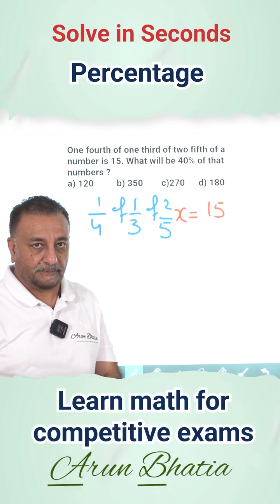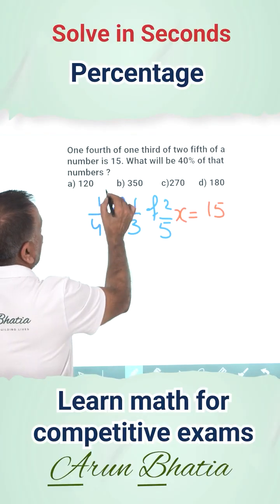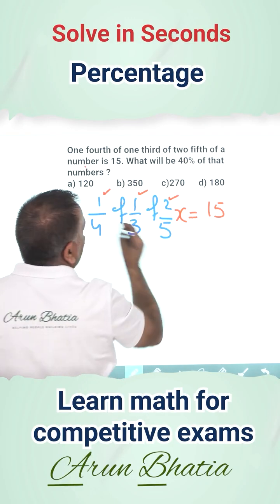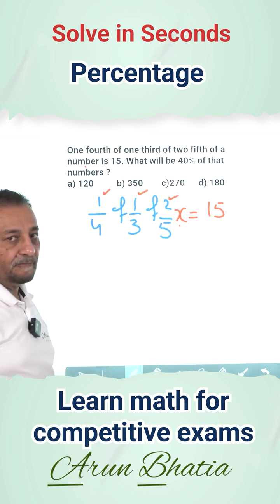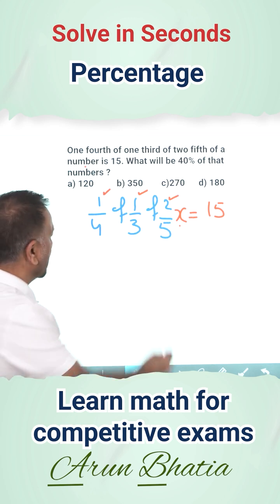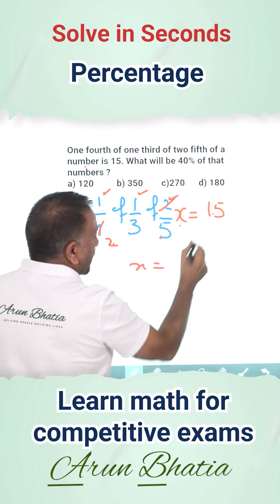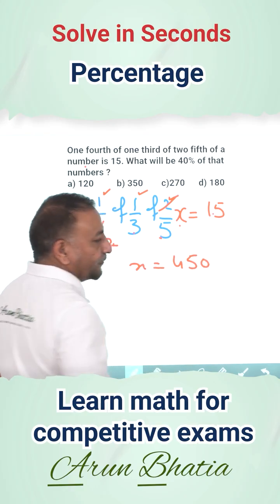Let's understand the statement. The statement is like this: 1/4 of 1/3 of 2/5 of a number which is x is 15. First, we need to find the value of x. So this will go by 2. This is 15 into 2, 30. 30 into this is 450.